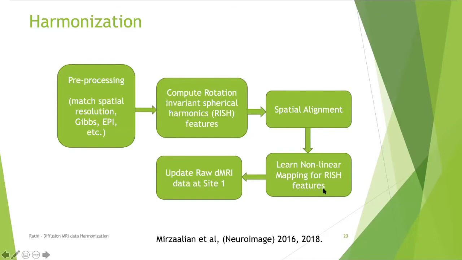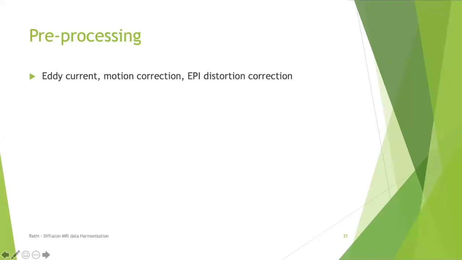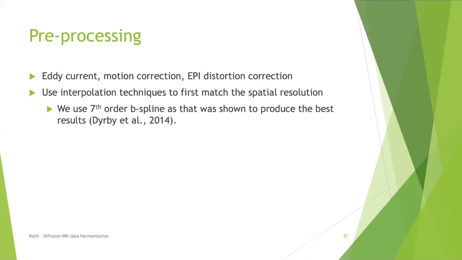So for the Rish features, because this is the domain in which we work. And then once you know this mapping, you update the signal. Because there is a one-to-one mapping, you can go back and update the signal based on the spherical harmonic representation. And so, as I mentioned, we need to first do our pre-processing just to make sure all the other factors and artifacts are taken care of.